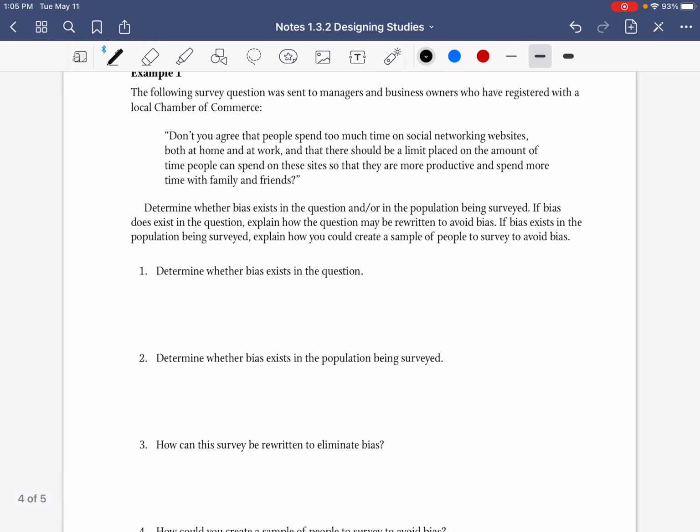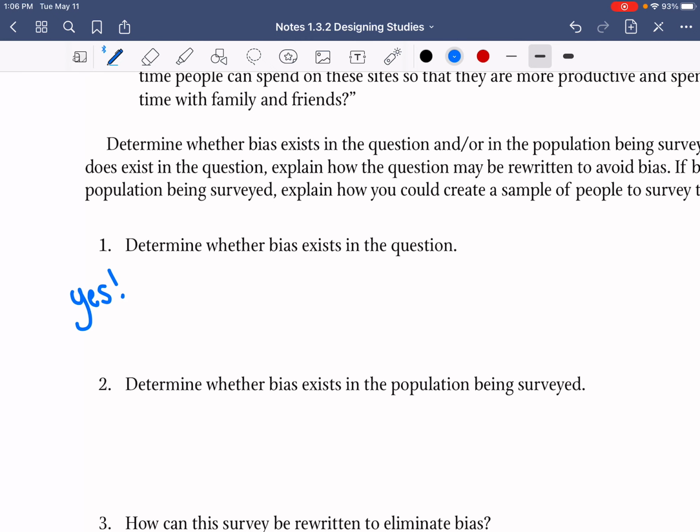It says determine whether bias exists in the question and or in the population being surveyed. If bias exists in the question, explain how the question may be rewritten to avoid bias. If bias exists in the population being surveyed, explain how you could create a sample of people to survey to avoid bias. Do we think that this holds bias? If you read that question, for sure, yes, it does. Couple of ways. These are our notes. You want to write them down.